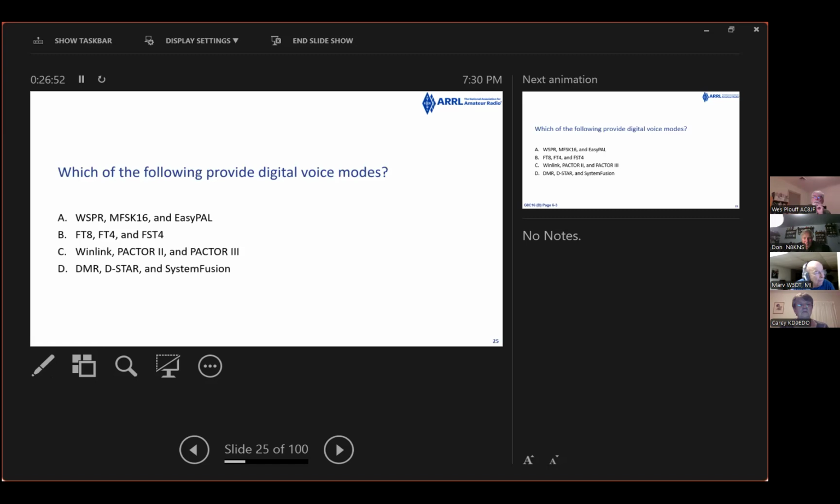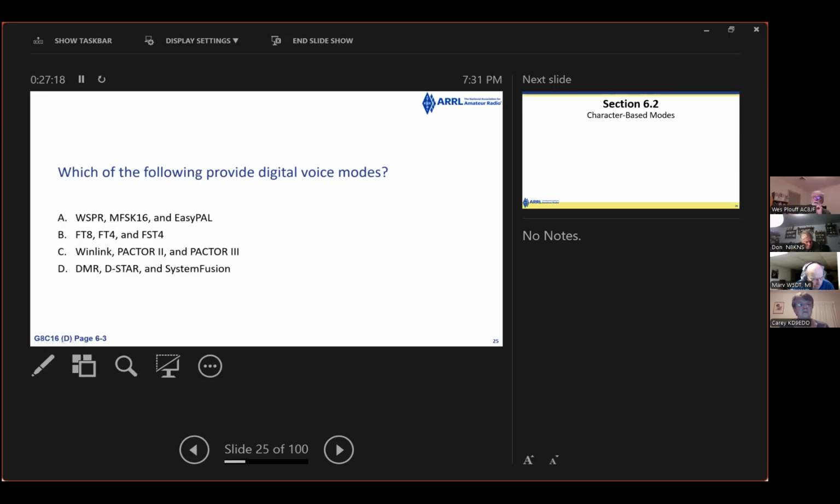Which of the following provide digital voice modes? A, Whisper FSK 16 Easy Pal. B, FT8, FT4, FST4. C, WinLink Pactor 2 or 3. D, DMR, D-Star, System Fusion. That should be an easy one too. D. That's right, it's Delta.